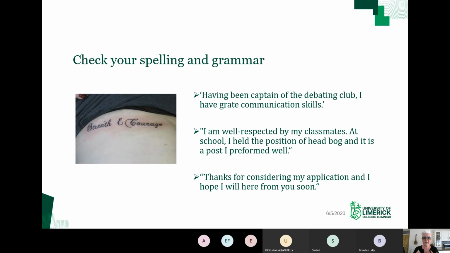So again, the spell checker may not necessarily pick up everything, so get somebody else to have a look at it, because by the time you've finished writing your several drafts and it's ready to go, it's very difficult to see the wood from the trees sometimes. So check your spelling and grammar and get somebody else to have a read as well.